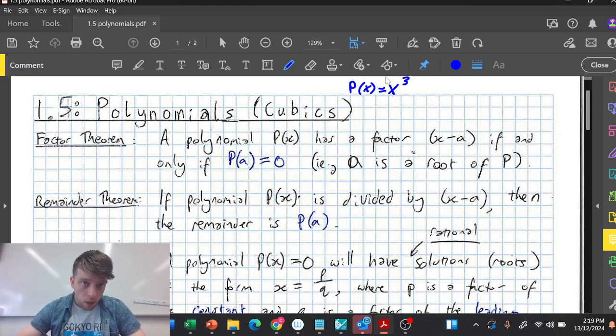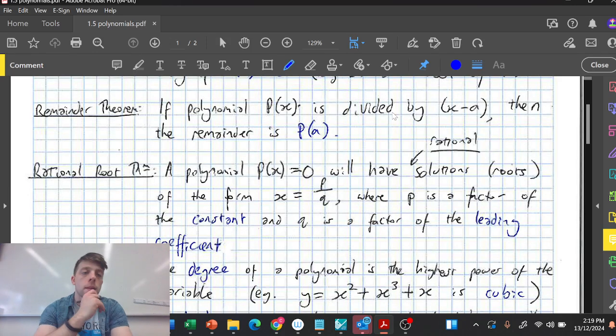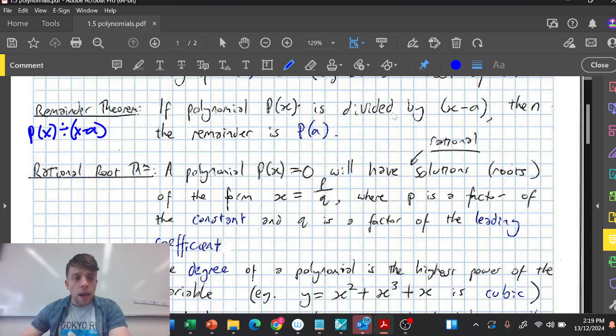All right, so there are a few important theorems that you need to be aware of when it comes to polynomials. The first one is the remainder theorem. The remainder theorem states that if a polynomial is divided by x minus a, which is what we do when we factorize, we take out the common factor of x minus a, put it out the front, and we write what's left over when we divide that. We're going to get a remainder of p of a. So the remainder of that is equal to p of a.